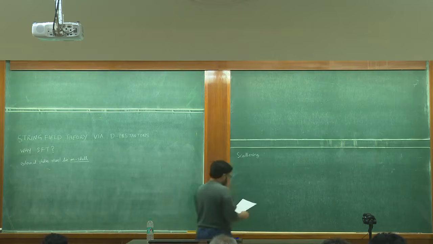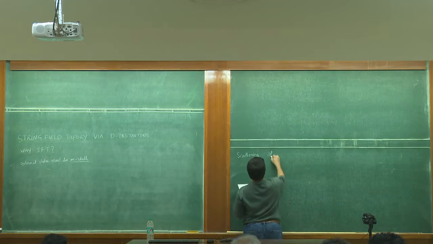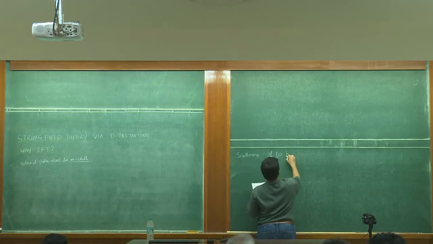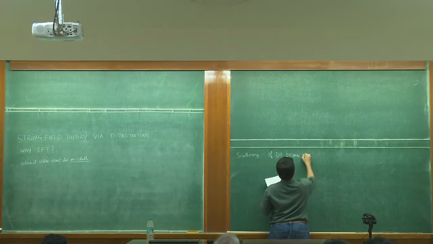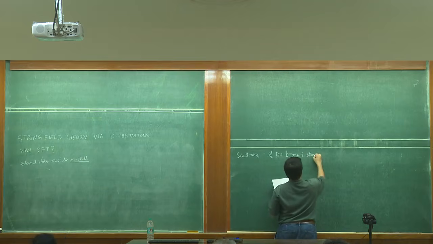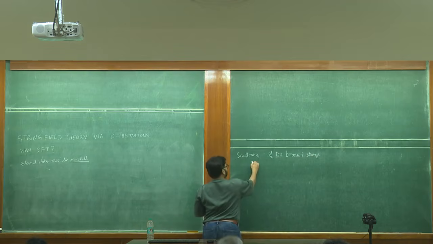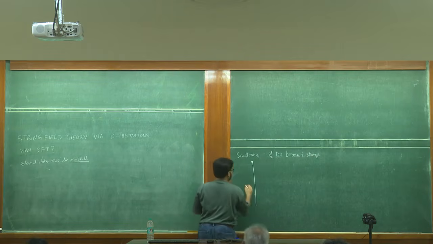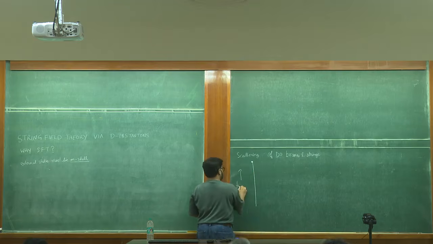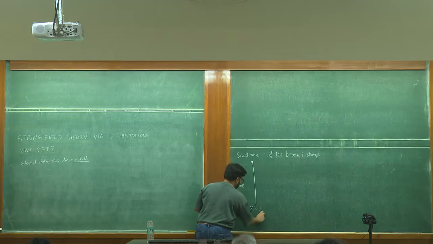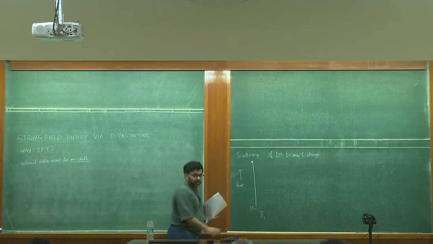Okay. So the next thing where you need this is scattering of D0 branes and strings. Typically how you model a D0 brane is just some heavy particle that just sits there forever. So this is time, and this particle has a mass in perturbation theory which is very heavy. So its mass is 1 over gs.